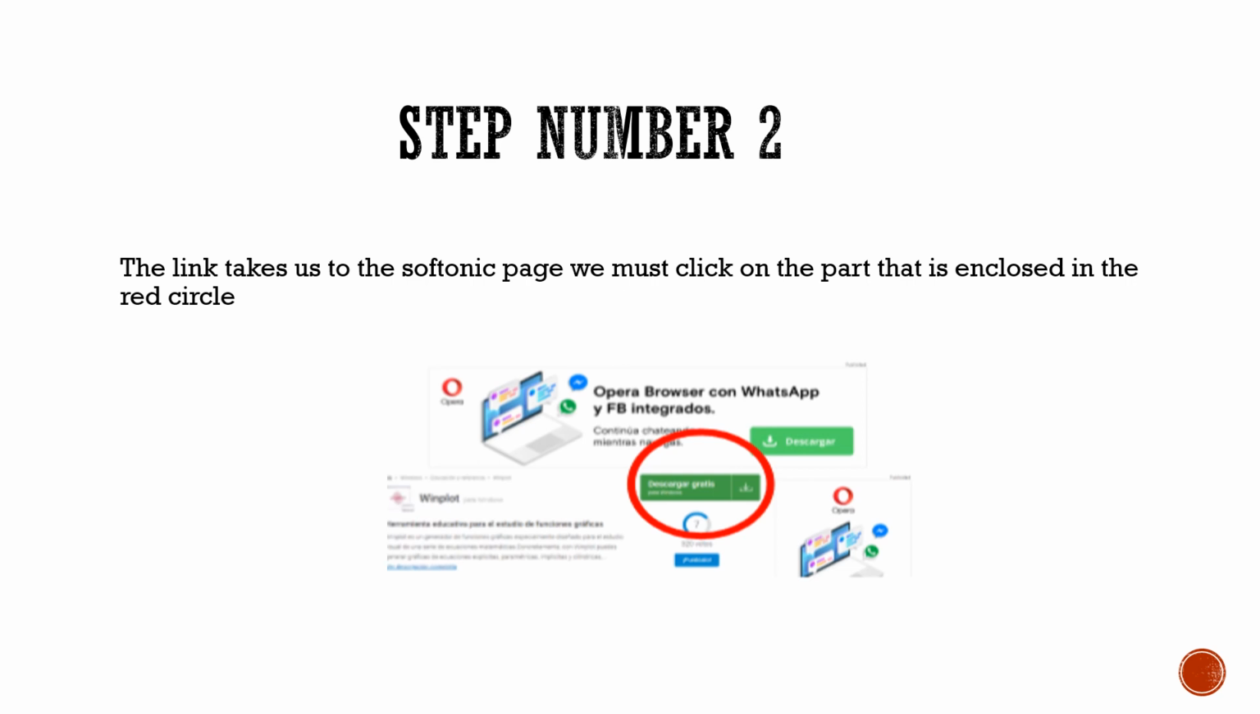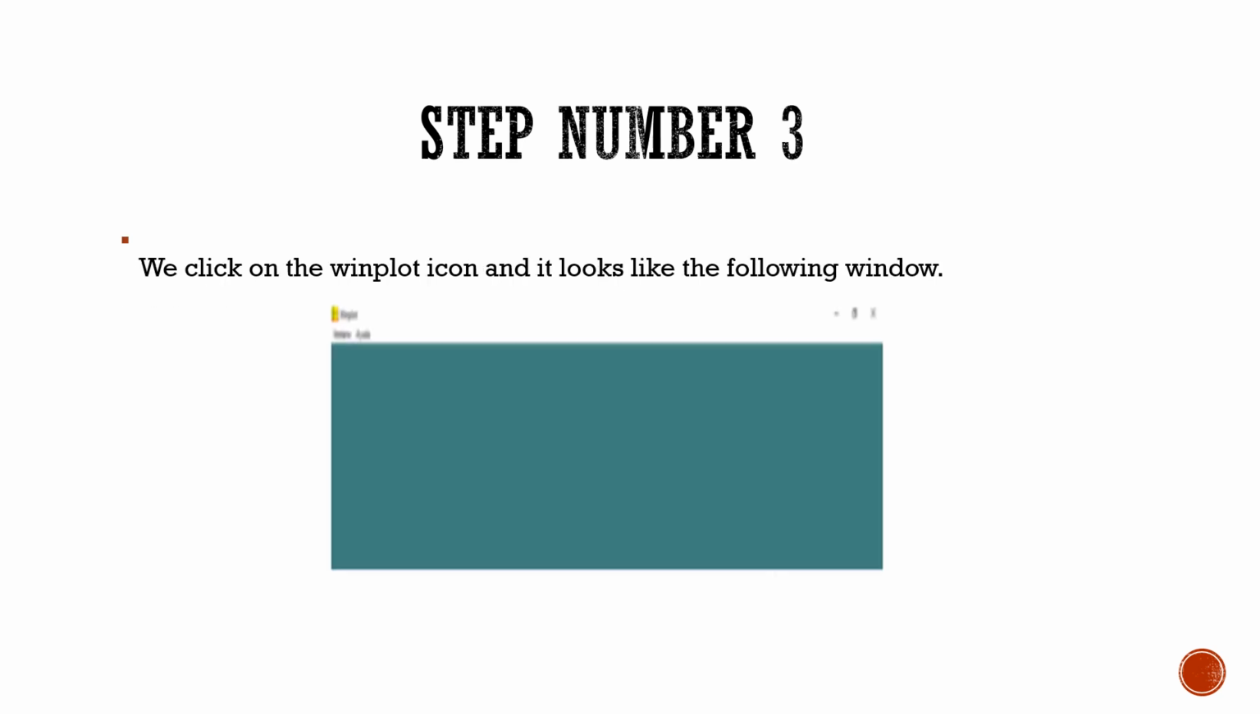Step number 2. The link takes us to the Softonic page. We must click on the part that is enclosed in the red circle. Step number 3. We click on the Winplot icon and it looks like the following window.